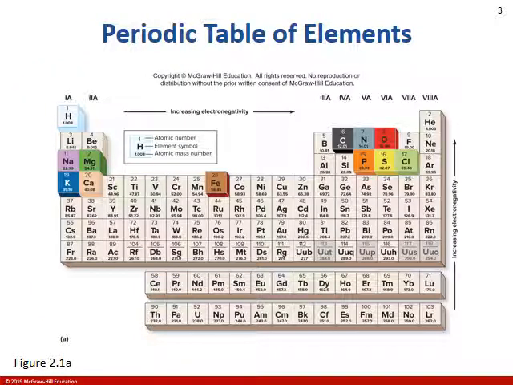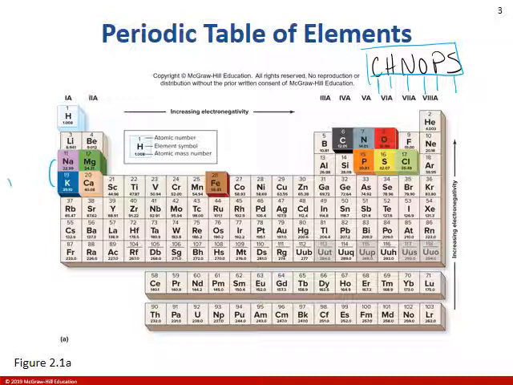Here's a periodic table of elements. The elements that are highlighted here in different colors are the ones that are most important in biology. So you might see somebody say the word CHNOPS. So this is carbon, hydrogen, nitrogen, oxygen, phosphorus, and sulfur. These are the ones that are the most important. And then some of these others are going to play a role down the road.